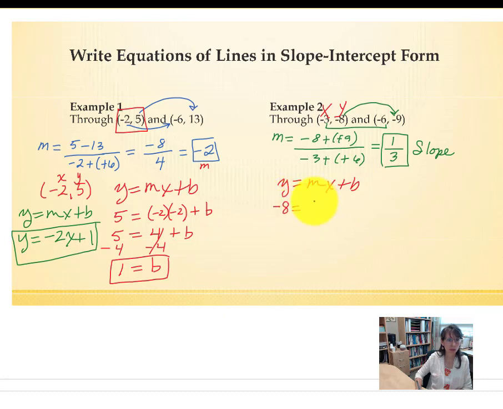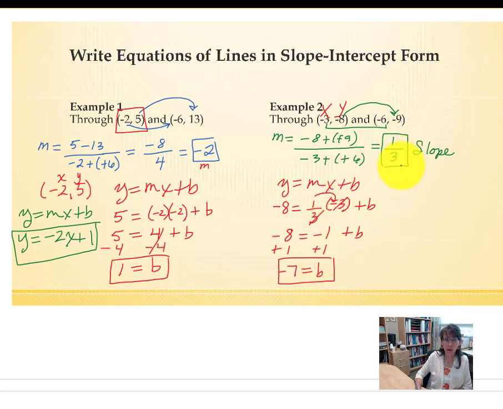So using y equals mx plus b, I make the necessary substitutions. -8 equals slope of 1/3 times x value of -3 plus b. Well, this is sort of nice because 3 and -3 reduce. So I have -8 equals 1 times that negative is -1 plus b. Adding 1 to both sides of the equation results in -7 equals b. So our y-intercept is -7 and our slope is 1/3. So all we have to do is make the necessary substitutions into y equals mx plus b. y equals 1/3 x minus 7.